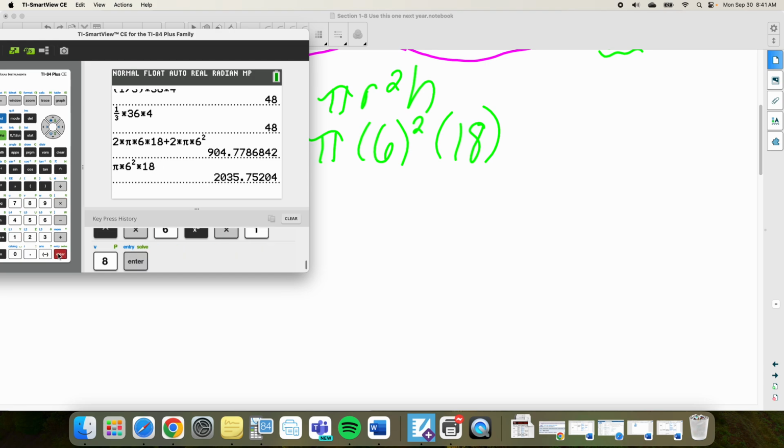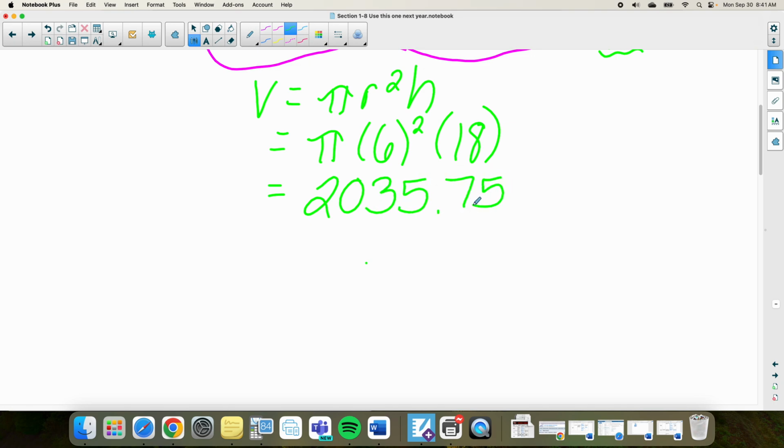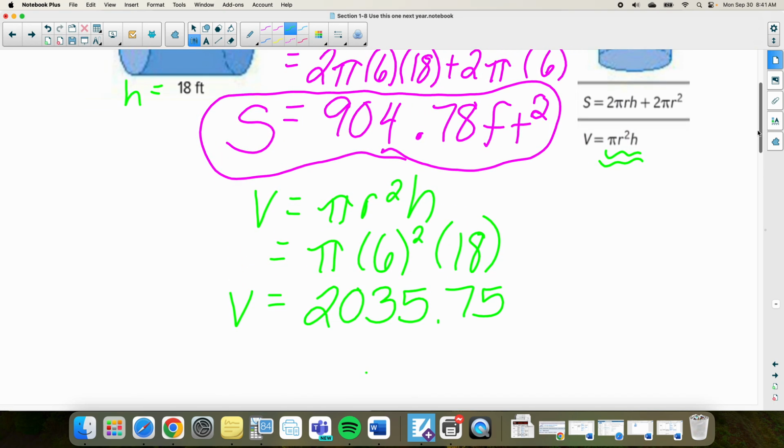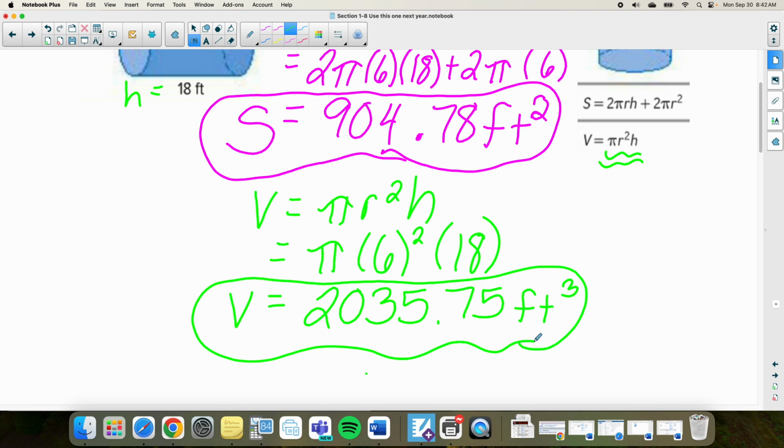Did you guys get 2035.75? Yeah. So 2035.75, that is our volume, and that is going to be in cubic feet. So it's going to be feet cubed. Okay. Questions on either of those?